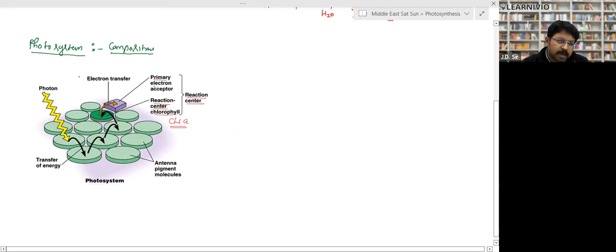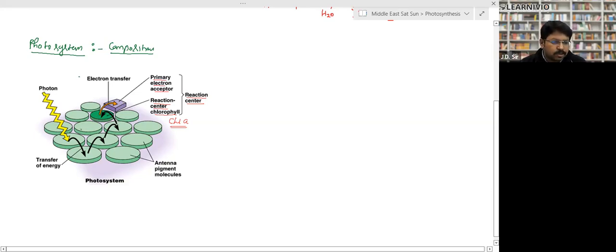And there is a primary electron acceptor, which will receive the electron ejected from it. So it transfers the electron. These two things are called the reaction center. This dark green structure is a special chlorophyll A molecule, and the purple structure is the electron acceptor.